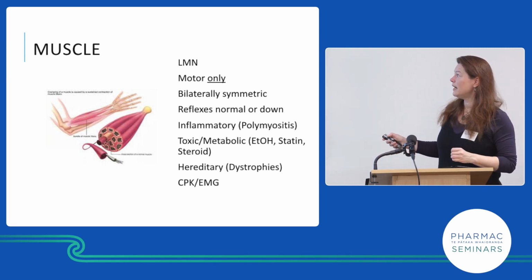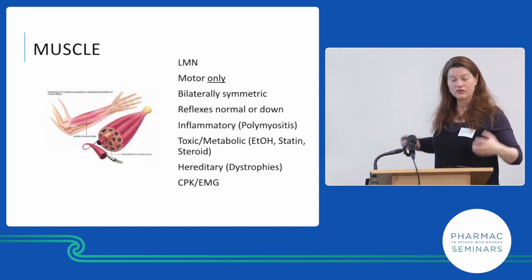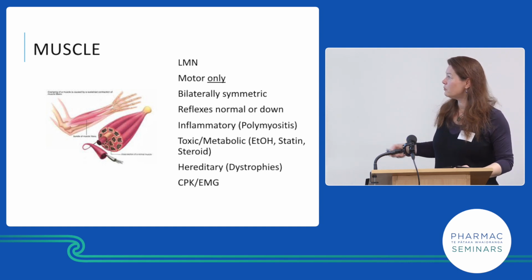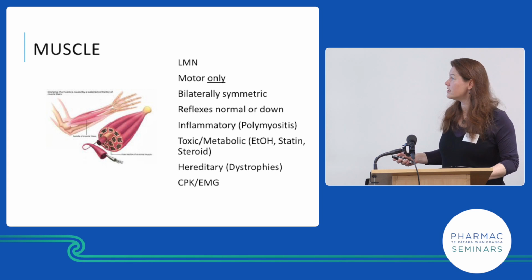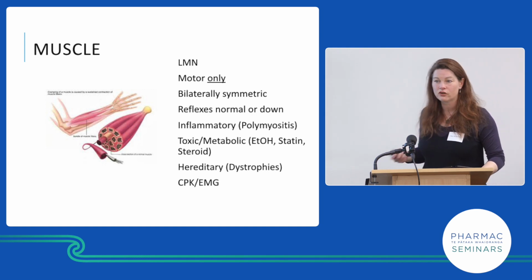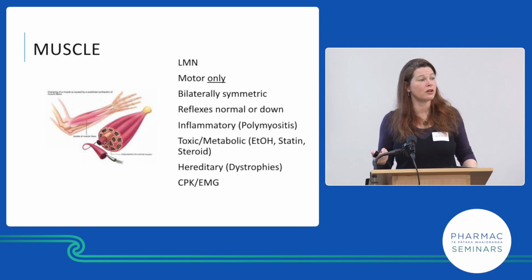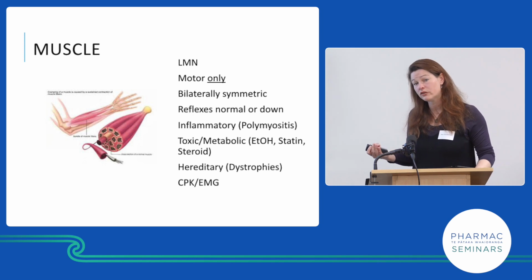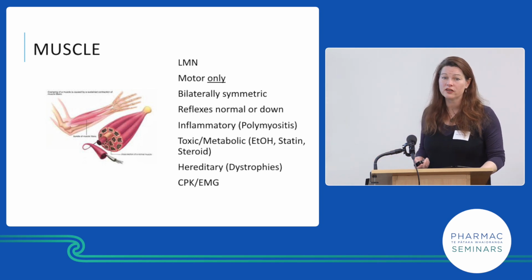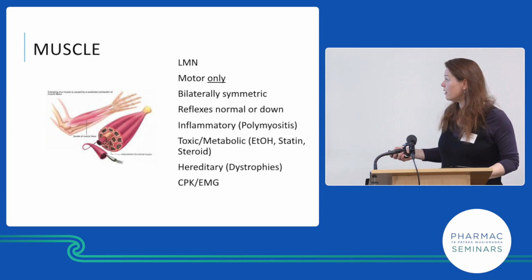So they tend to be bilaterally symmetric, usually proximal if you have a myopathy. Reflexes tend to be normal or down, and the most common conditions are your inflammatory polymyositis type conditions, dermatomyositis, toxic problems like statins, which we see a bit more commonly now. Alcohol is a cause, and steroids, which can be a bit of a problem because steroids can sometimes be a treatment for things like polymyositis. And then if you treat them and then they get weaker, you sometimes worry it's the steroids causing the problem. And sometimes the only way to tell that apart is by doing a muscle biopsy.